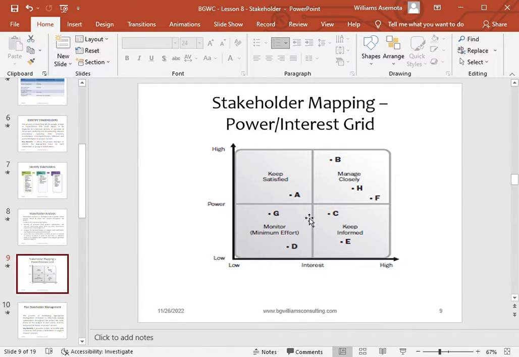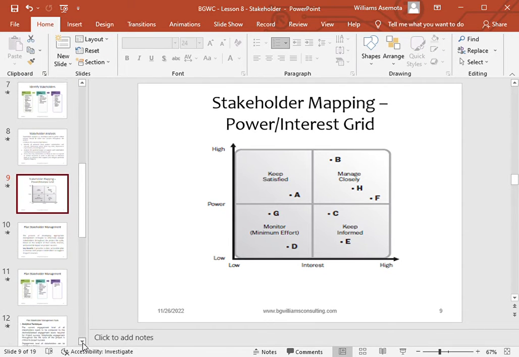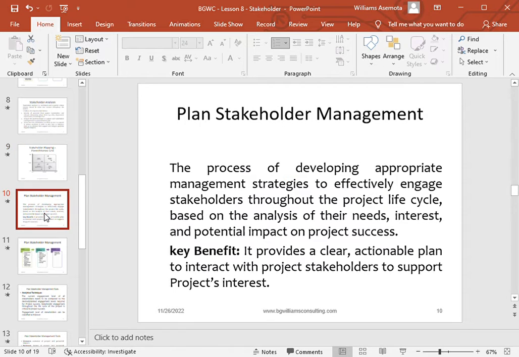What do I mean? The way you will plan for stakeholder A on the screen is different from the way you plan for stakeholders C and E, because they are in different quadrants. The way you plan for stakeholders G and D will be different from the way you plan for stakeholders B, H, and F. They are in different quadrants. Now, when we want to discuss engagement, I will come back to this quadrant to explain how you are expected to engage each of these stakeholders. So now let's move on.